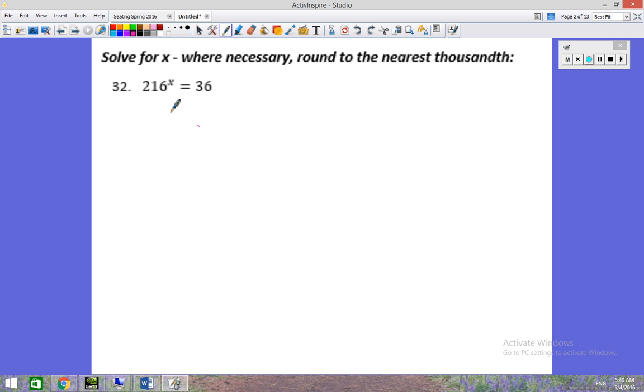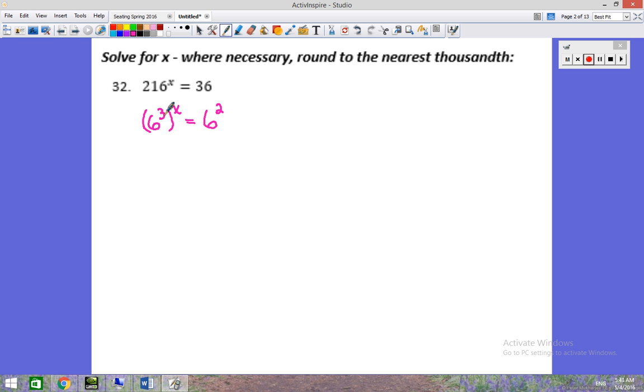On the next one, we have 216 raised to some power equal to 36. So we may be able to get these to have the same base. If you can't see that, then go ahead and take the log of each side. But I believe that 6 to the third power is 216, so I can rewrite 216 as 6 to the third power. That is being raised to the x power. I can rewrite 36 as 6 squared.